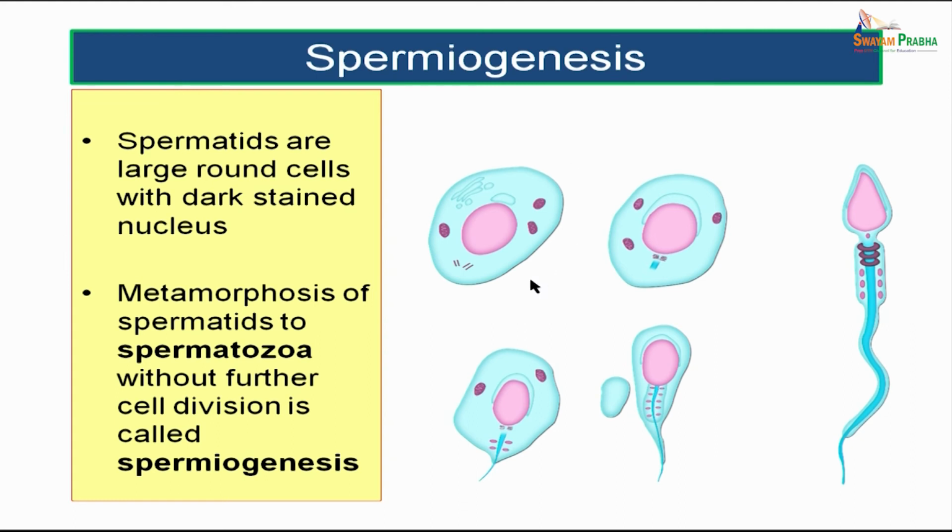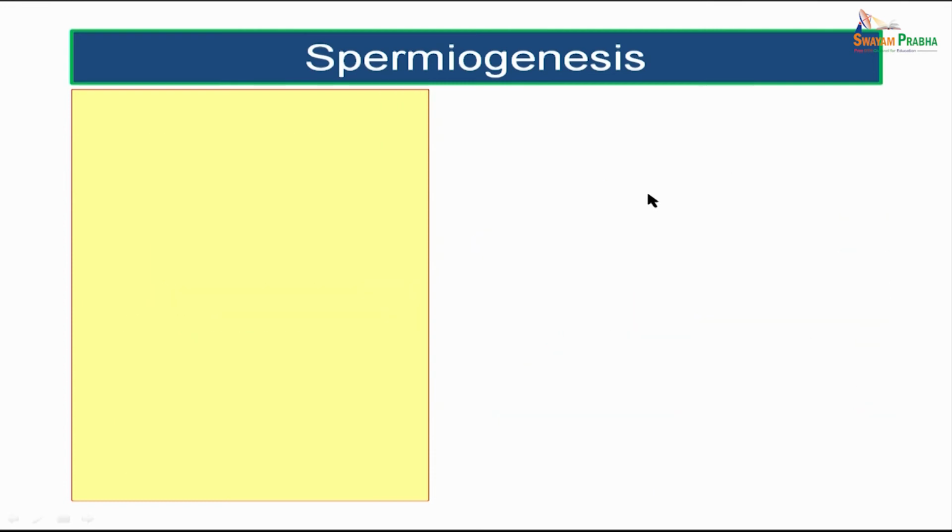We have the spermatids like this, larger cells with round, dark stained nucleus, which will actually be converted or metamorphosed to form the final sperm. This is our sperm, the final stage. So, what are the events happening during spermiogenesis?